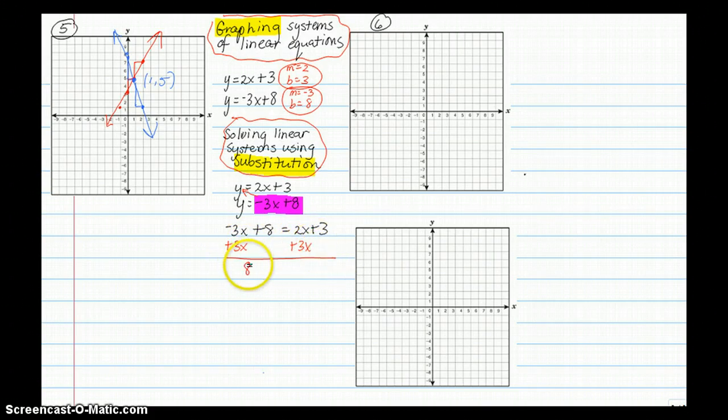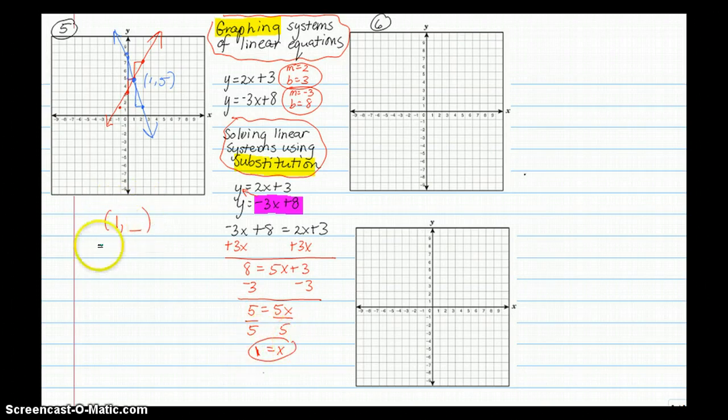And we're going to have 8 equaling 5x plus 3. We subtract 3 from both sides, getting some equation practice here. 8 minus 3 is going to be 5, and that's going to equal 5x. We divide both sides by 5, and x, or 1, equals x. That's our x value. So we're going to have an ordered pair that's going to be 1.